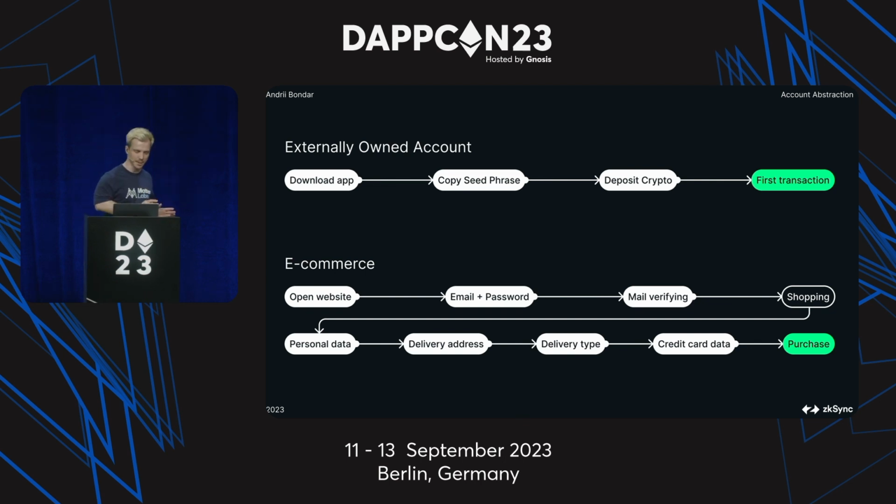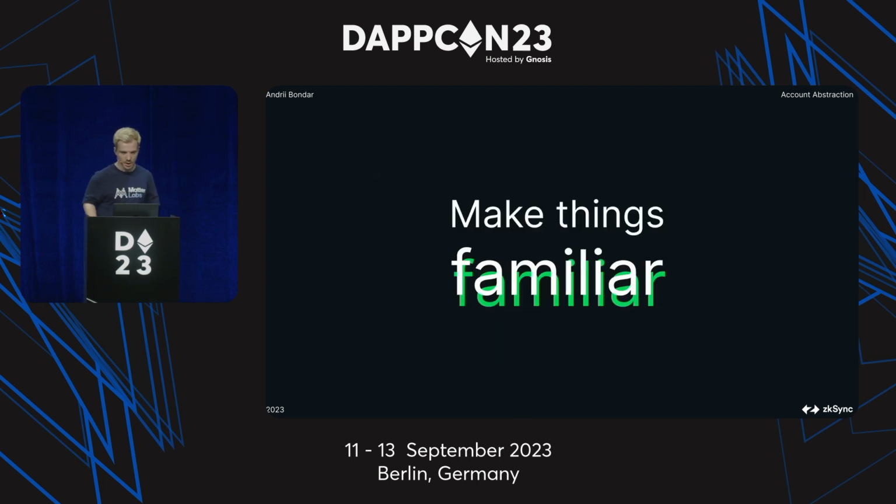E-commerce includes a lot of steps: open the website, email, password, verifying, some shopping process, personal data, delivery address. You also have to choose the delivery type, add credit card data, and then make the purchase. This process includes different applications, but it's more familiar for the users because they know what to do. Make things familiar, and they will become convenient for the users. This is where account abstraction can help us.